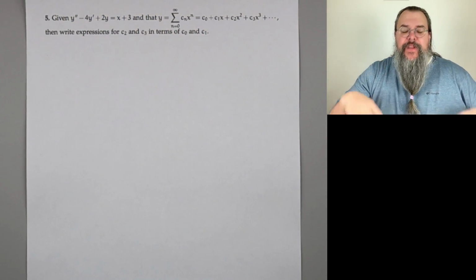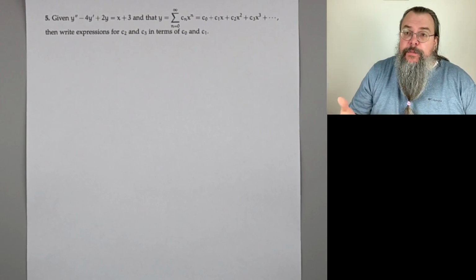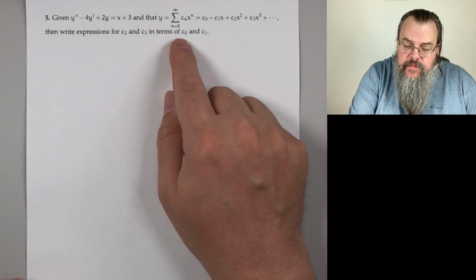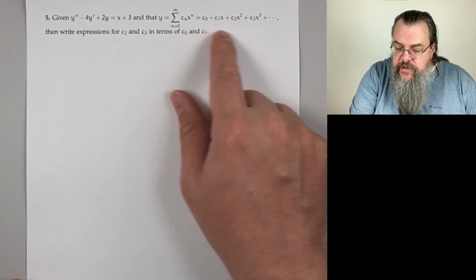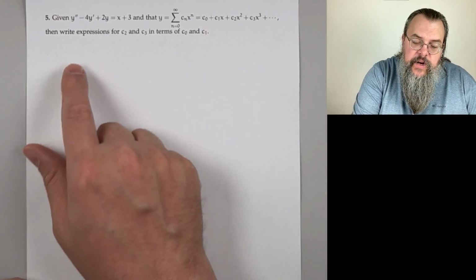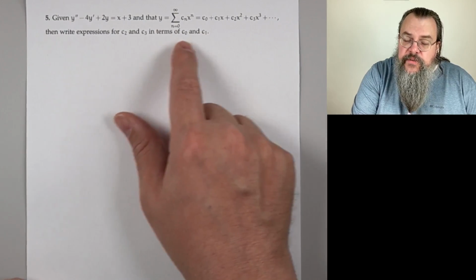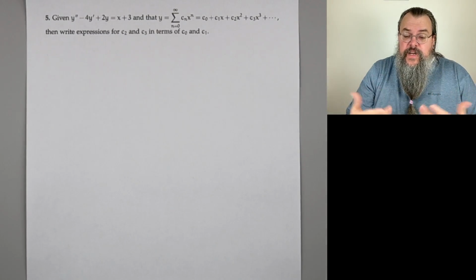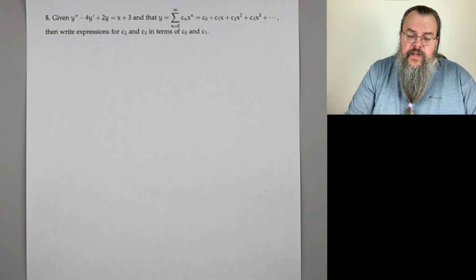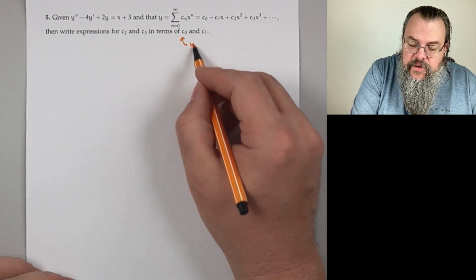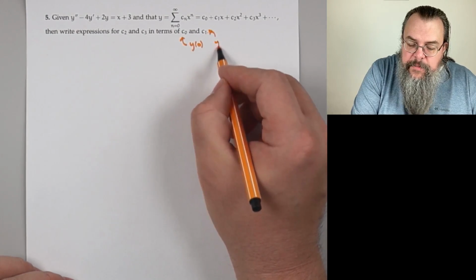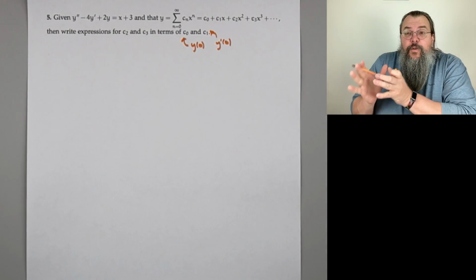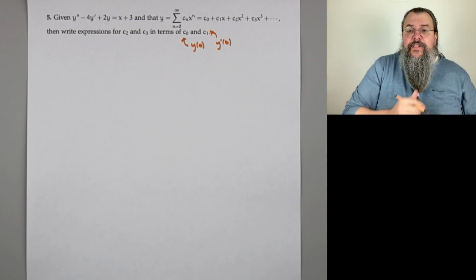Number 5. We're given y double prime minus 4y prime plus 2y is x plus 3, and that y, which is our sum, 0 to infinity cn x to n, which we can write in the following way. Then write expressions for c2 and c3 in terms of c0 and c1. So c0 and c1, those you can think of as initial conditions. Oftentimes, we like to think of c0 as y of 0, and c1 as y prime of 0. So it says, okay, I'm not going to tell you the initial conditions, but once you know the initial conditions, that tells you what everything else is.